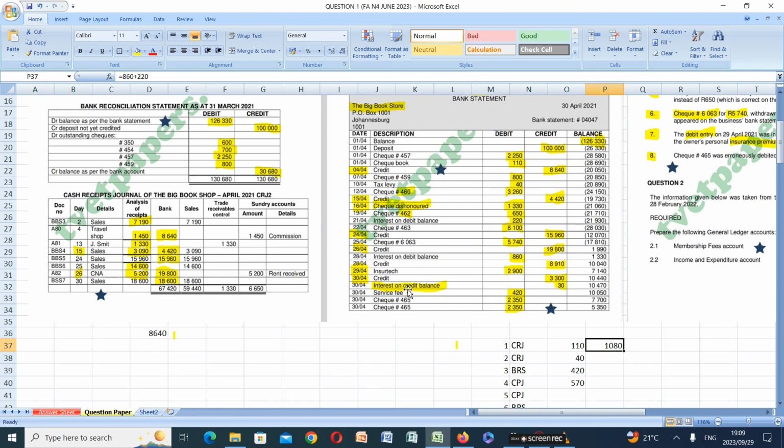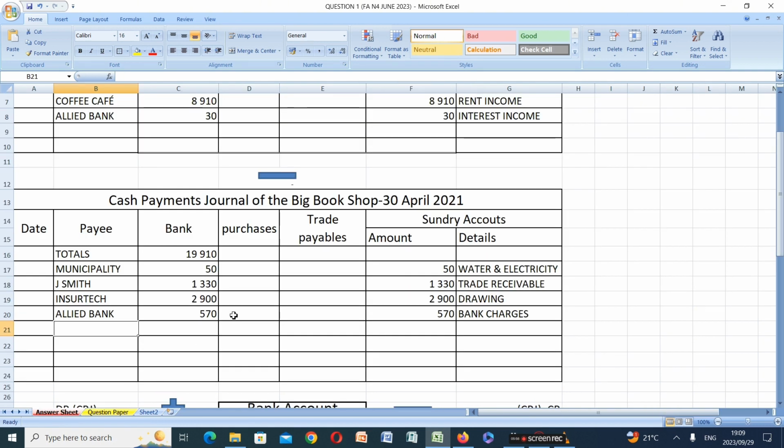This is interest on debit balance. It's the interest we're paying for a negative amount that we have in the bank. So this is interest paid. When we're paying interest, it's going to be here. We're paying interest to Allied Bank. The amount is 1080.